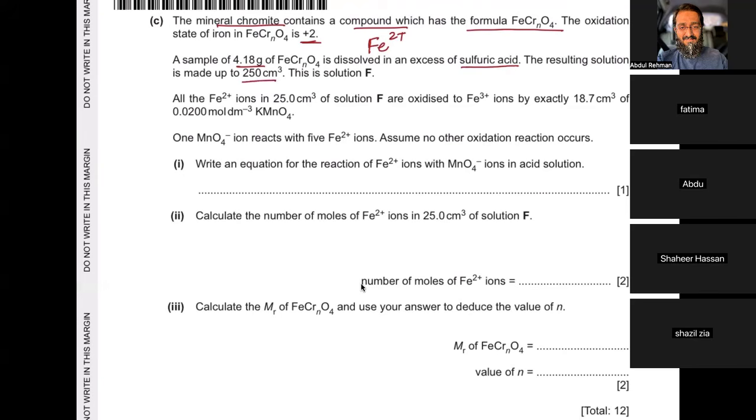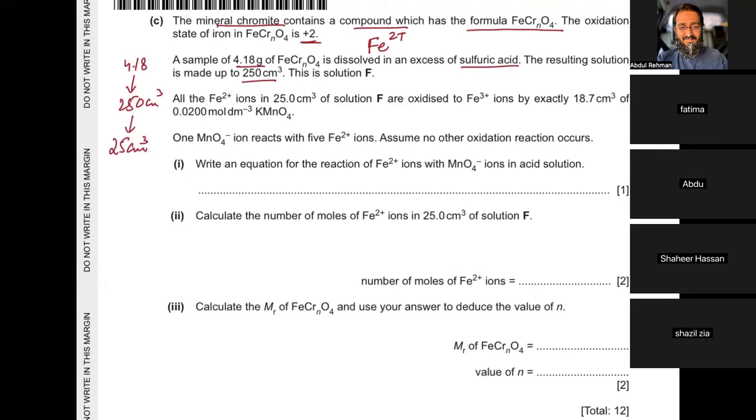And beside this, they have told you the ratio. 1 mole of MnO4 reacts with 5 moles of Fe2 positive. So you know this. Now, 4 oxygen are there, so I'm going to put 4 moles of water and then 8 moles of H positive ion. So that's how the equation is balanced.